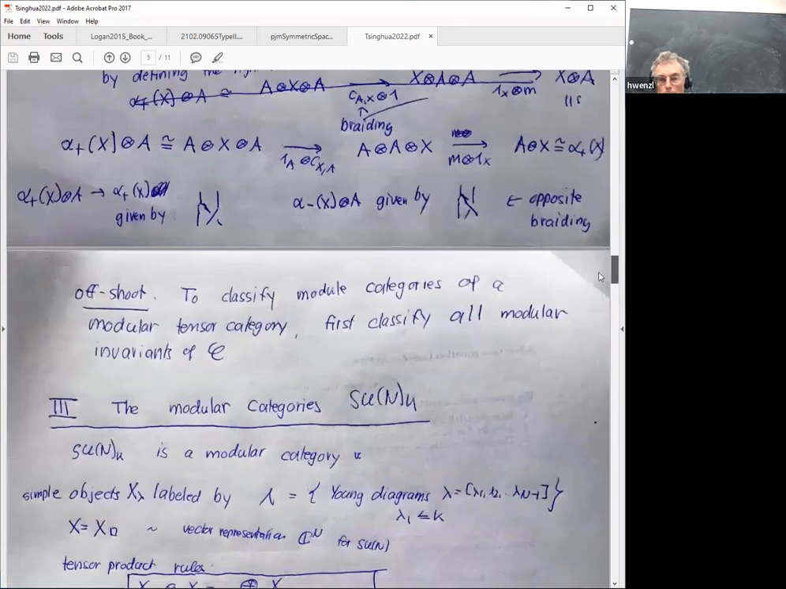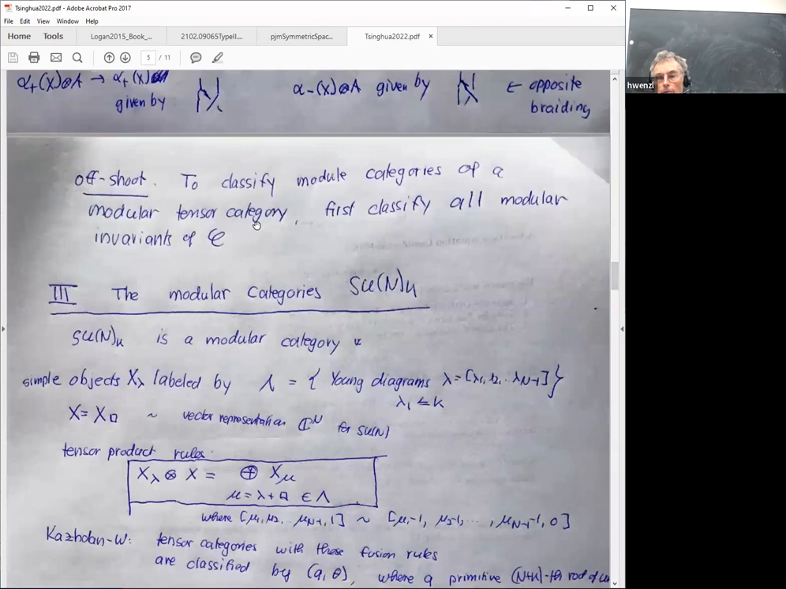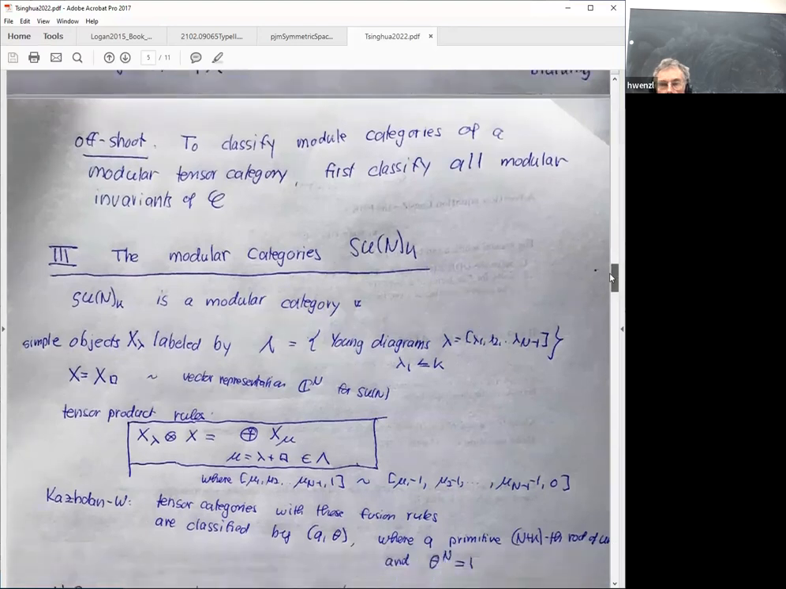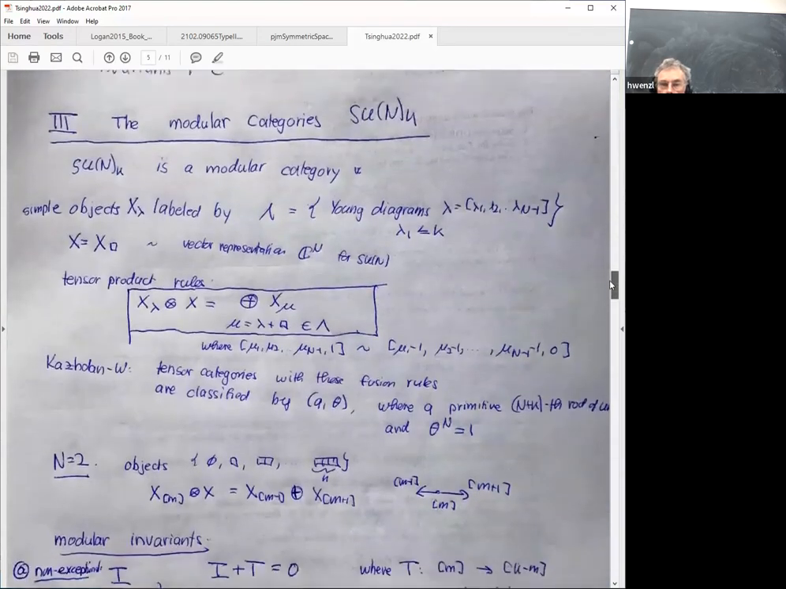All right, so what's the point of all of this? So if you have a modular tensor category, to classify modular categories, we first have to look at what are all possible modular invariants of C. All right. So now, after all this abstract nonsense, let's turn now to some concrete examples.